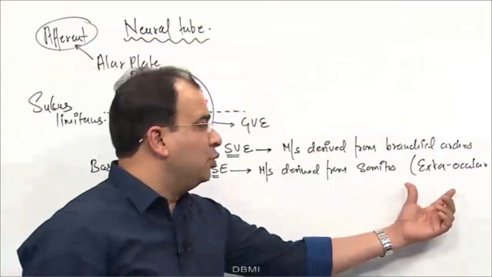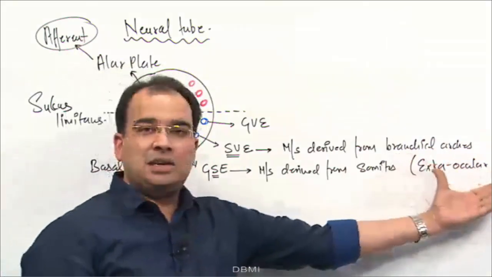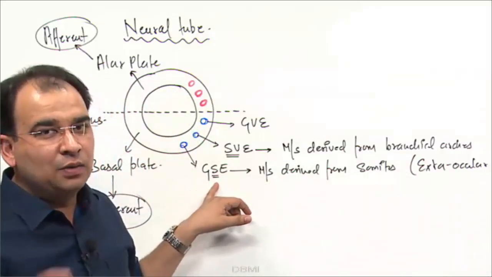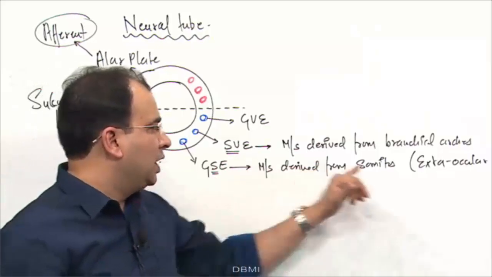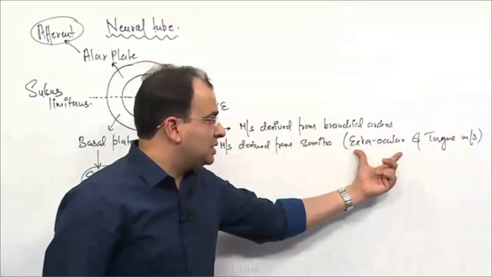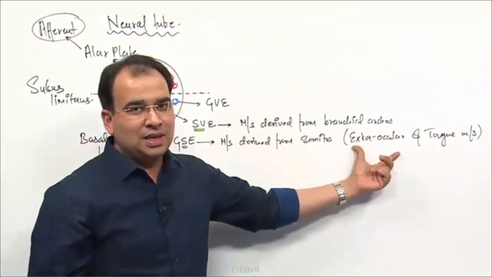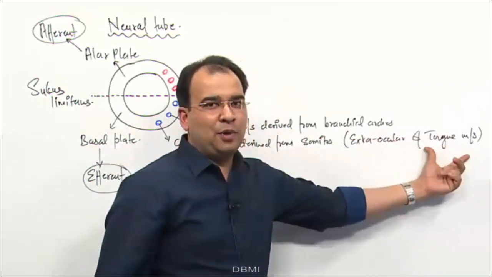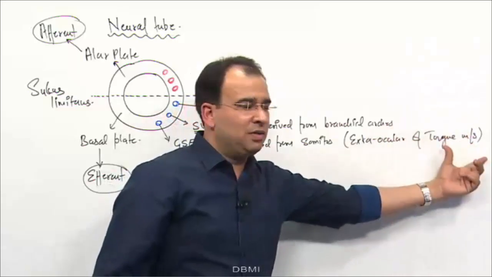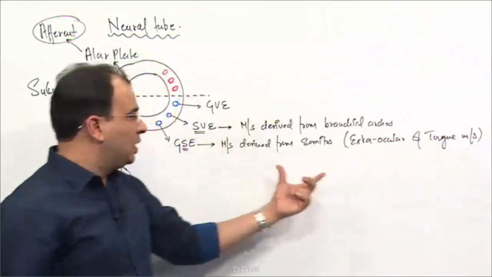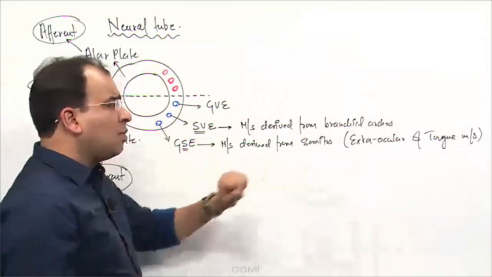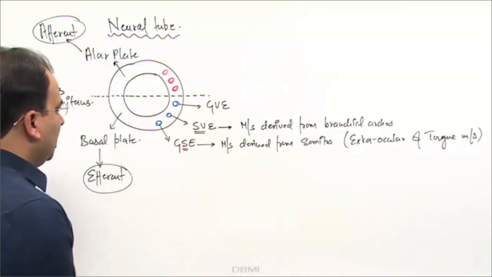That means all the cranial nuclei which are supplying the extraocular muscles and tongue muscles will come under the GSE column. Make sure you underline or highlight the word S here. The S is for somatic, which will help you remember that somatic muscles are nothing but extraocular and tongue muscles. Now extraocular muscles are supplied by what nuclei? 3, 4 and 6, and tongue muscle by hypoglossal. So 3, 4, 6 and 12. These are the cranial nerve nuclei which will come under the GSE column, general somatic efferent column. We'll talk about them in detail when we draw the columns.